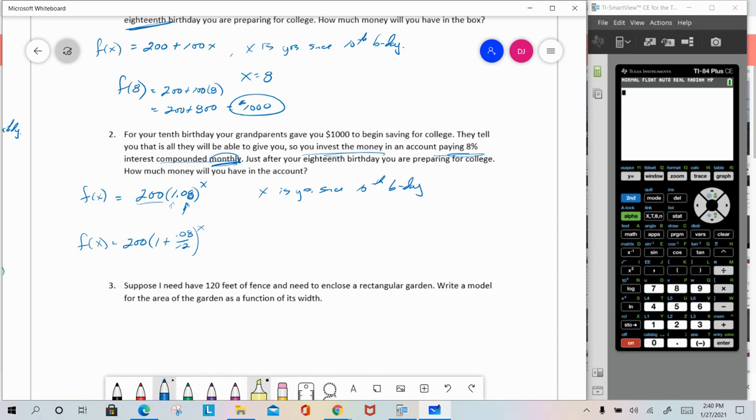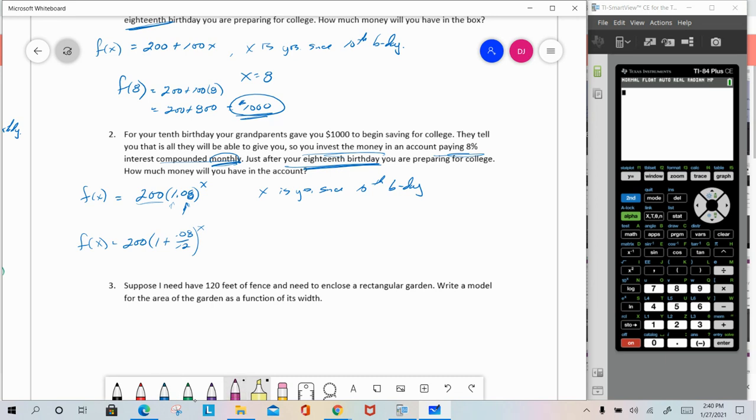Now, in problem number 1, just after your 18th birthday, how much money will you have in your account? 200, 100 times 8 is 800, plus 200 is 1,000. That's not too hard to do. To say, well, what about just after my 18th birthday, how much money will be in the account?